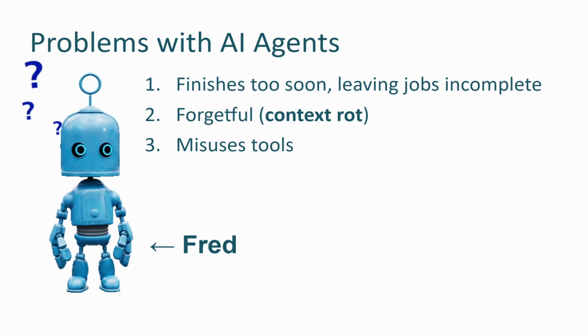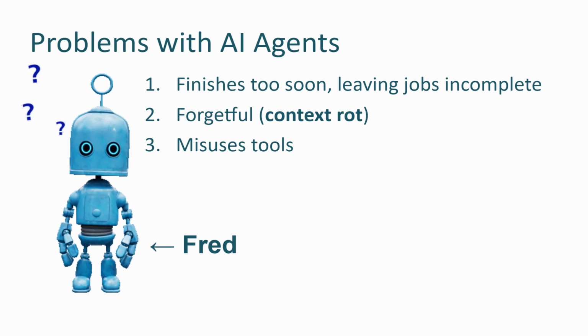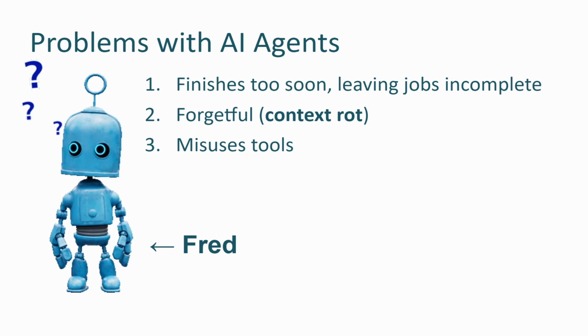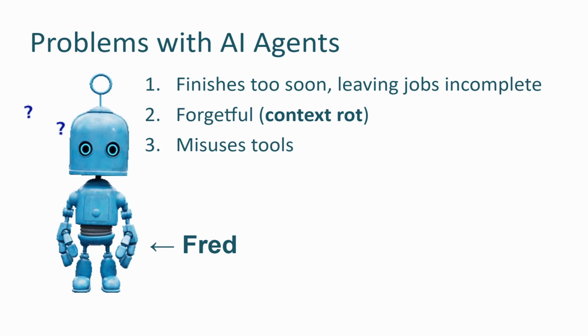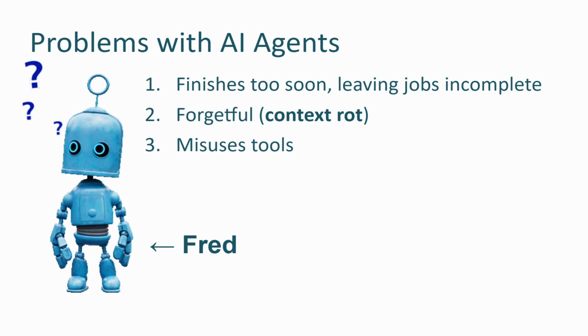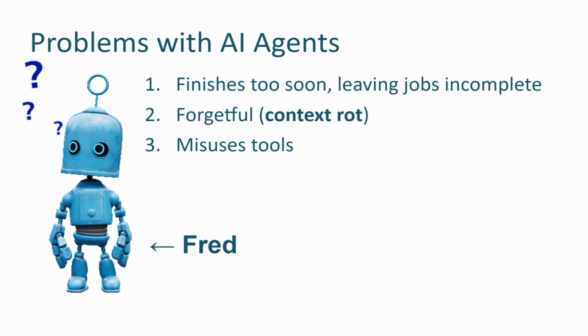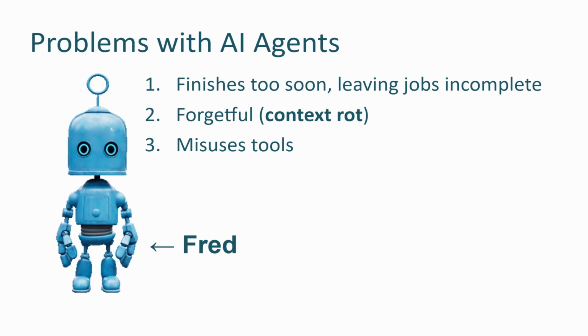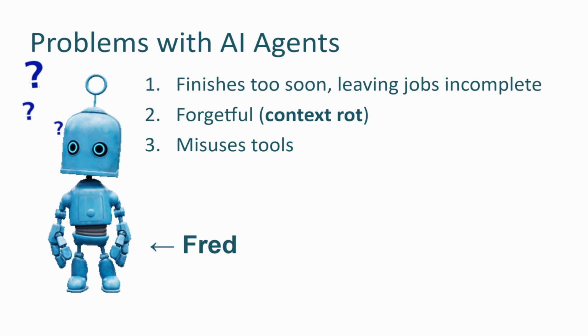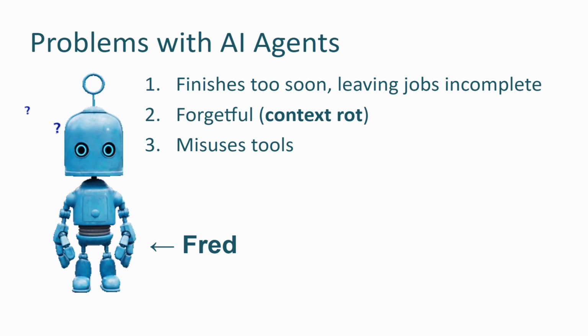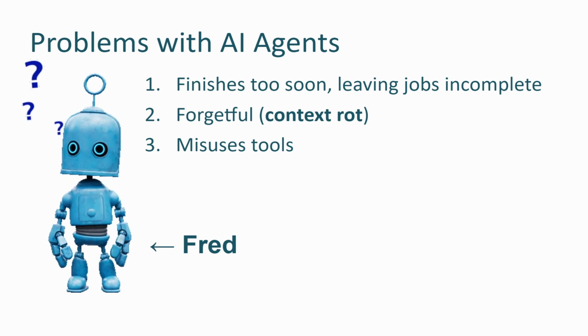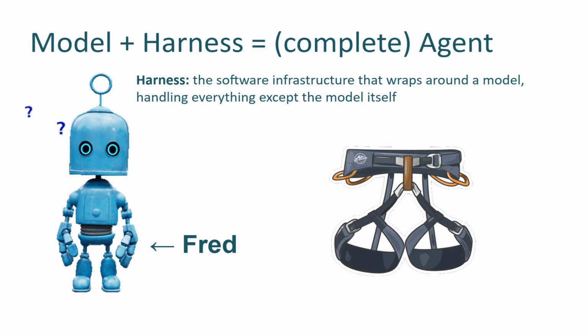Three, even with the right tools, and these can include access to third-party applications like the user's browser, the user's file manager, the user's email, Fred can delete files, send emails, or update databases, and sometimes he does so enthusiastically without asking. Fred is not a bad agent. He's just incomplete. He's an agent without a harness.